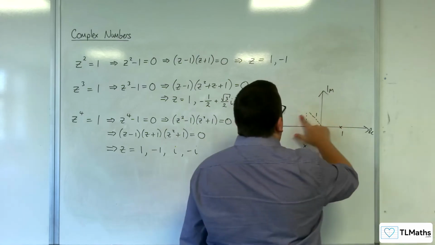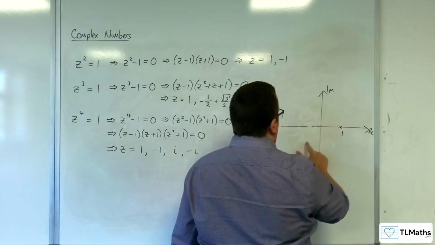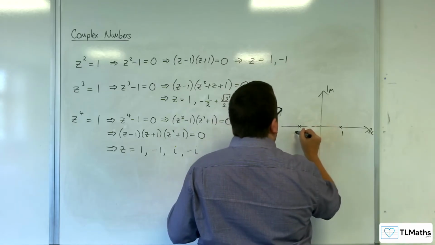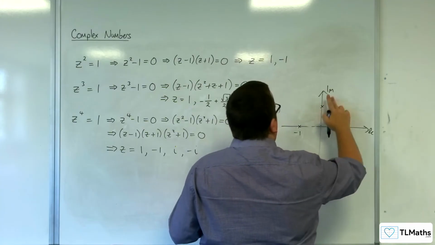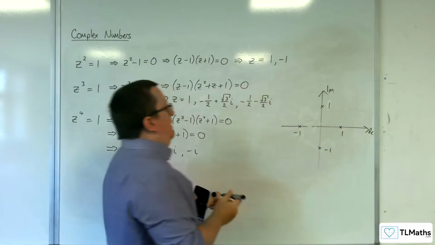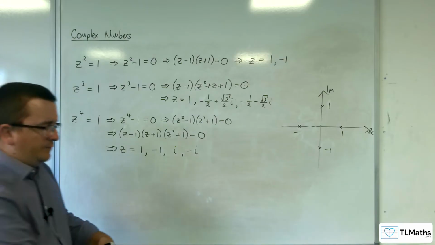So on our diagram, we've got 1, we've got minus 1, we've got i, and let's put it as 1 on the imaginary axis rather, and minus 1, and minus i. And so you've got your 4 roots.